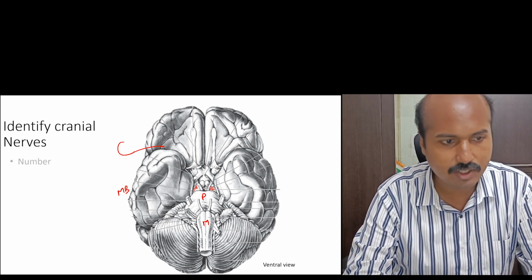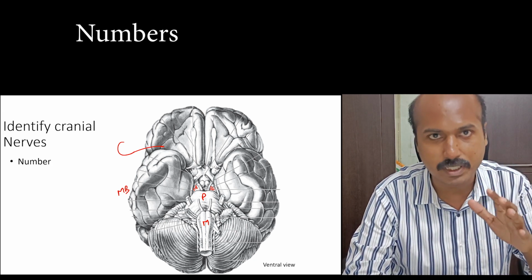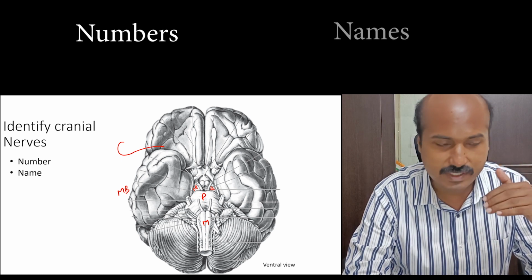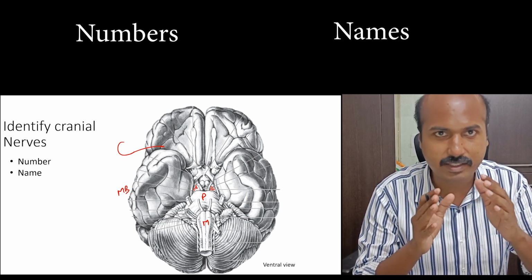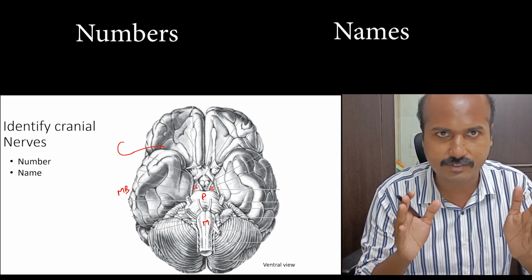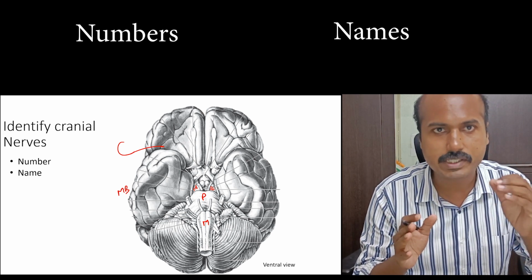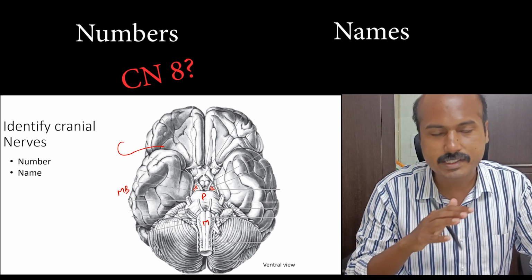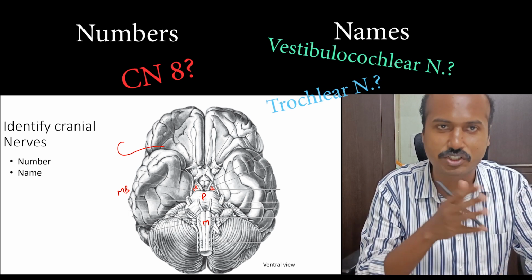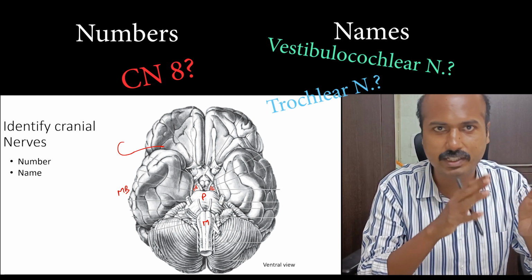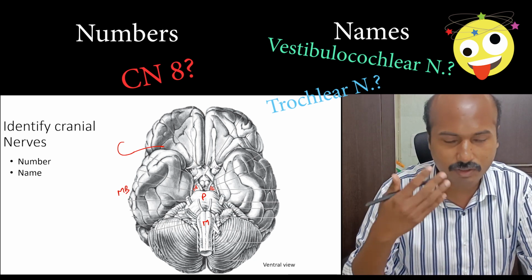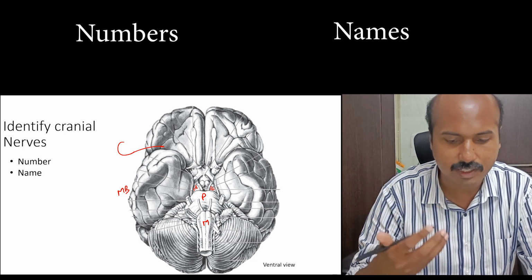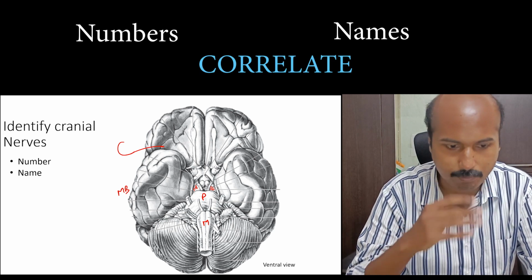So the points that we are going to learn are the cranial nerve numbers and the cranial nerve names. It is very important for you to correlate the number and the name. That means that you know that there are 12 pairs of cranial nerves. So when you are asked which is the cranial nerve number 8, or which is the vestibulocochlear nerve, or which is the trochlear nerve, you have to correlate the number and the name, because we will interchangeably use these in our case presentations, in our discussions, in our classes. So it's very important to correlate the number and the name.